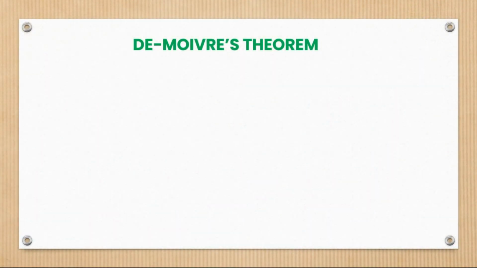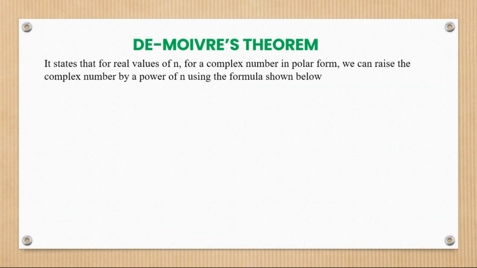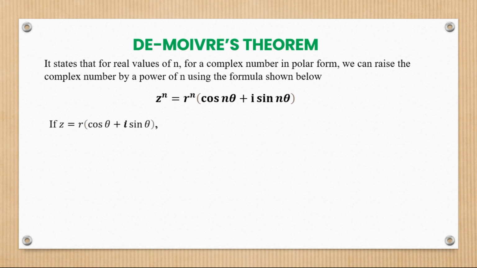Alright, so De Moivre's Theorem. It states that for real values of n, for a complex number in polar form, we can raise the complex number to a power of n using the formula shown below. So z to the power n is equal to r to the power n, cos n theta plus i sine n theta. Now this actually reminds me of the polar form that we just dealt with in the former video.